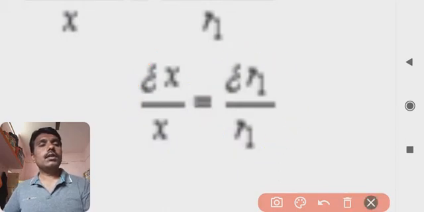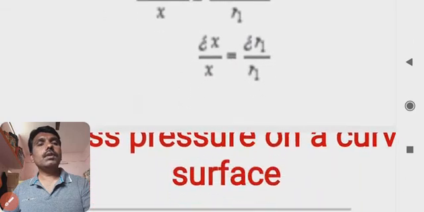So this is the case where we can say the newly formed area.